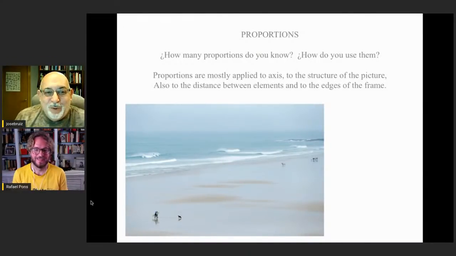Well, this is about proportions. How many proportions do you know? I can tell you more than 10. Sturgeon proportion, for example, 10% to 90%. How do you use the proportions? Where do you apply them? I apply them to the axis, to the structure of the picture, to the elements between them, and to the edges.